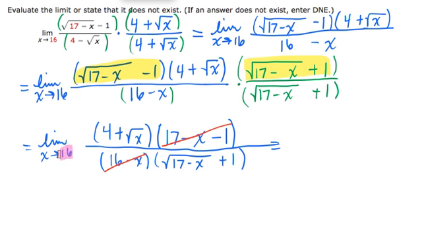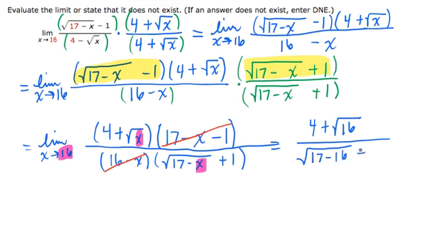So if I plug in 16 for that x there and this x here, we would get 4 plus the root of 16 over the square root of 17 minus 16, plus 1. Okay, you don't get a 0 on top or bottom, so I think that's going to work. You just need to simplify that to get a number for your answer.